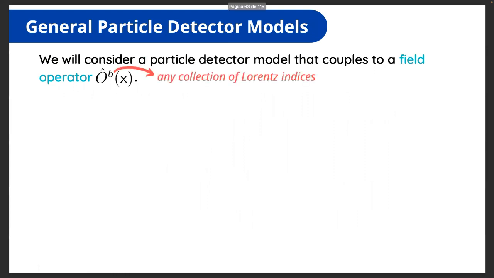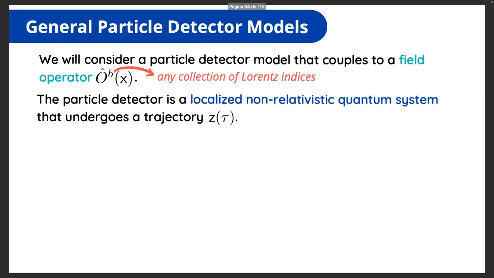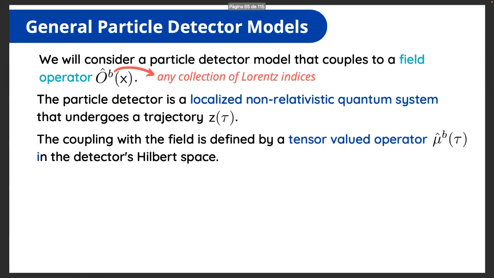Okay. So what is the particle detector that couples to a field operator O B? So B here is any collection of Lorentz indices. This can be like derivatives, the covariant derivative of your field. This could be the partial derivative of your field, could be the stress energy momentum, doesn't really matter, provided that you define it properly. But now the point is, the particle detector couples to this. So the detector is a localized non-relativistic quantum system. They'll be undergoing this trajectory z of time. So exactly what we just talked about.